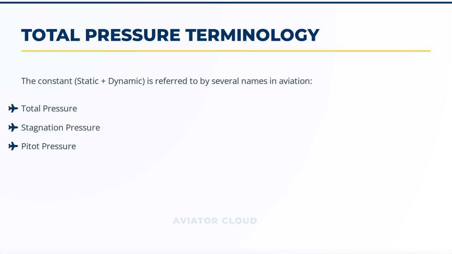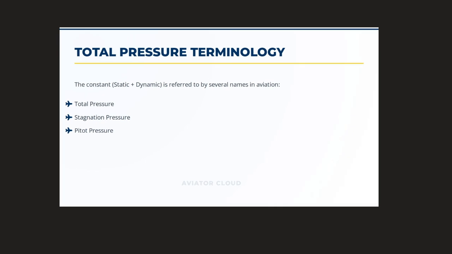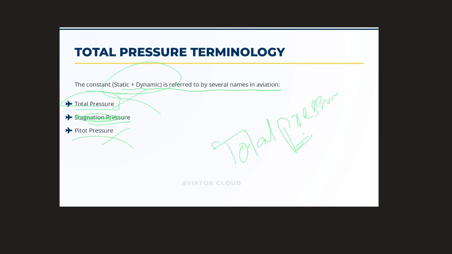Now total pressure terminology, what does it say? The constant sum of static and dynamic pressure is referred to by several names in aviation. We know it as total pressure, pitot pressure, stagnation pressure. Okay, the static plus dynamic is total pressure. Total pressure is equal to static plus dynamic, P plus half rho v square.